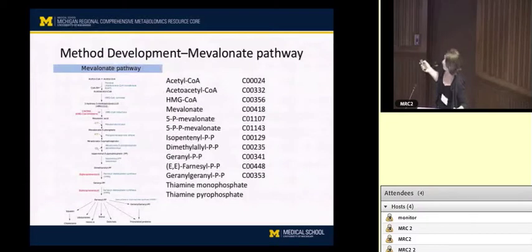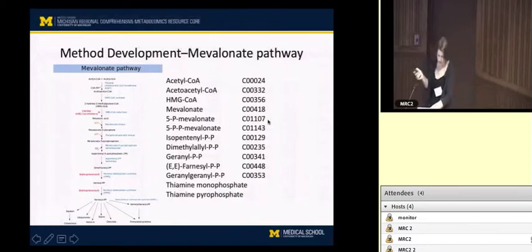All right, so just to show you a little bit about method development, this is a pathway that we've developed an assay for. It's a little bit challenging because most of the compounds here have some pretty different qualities. Some of them are pretty hydrophilic with the diphosphates. Others are a little bit more hydrophobic with the CoA. And so creating a method for this was a little bit challenging.